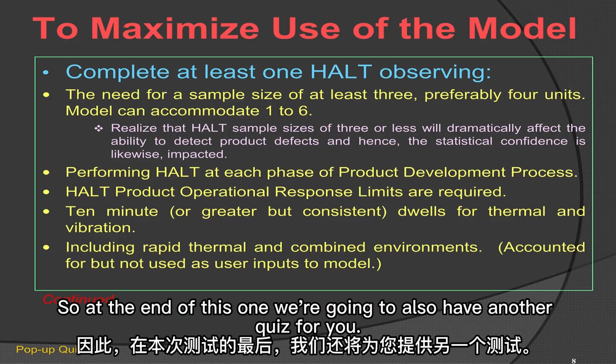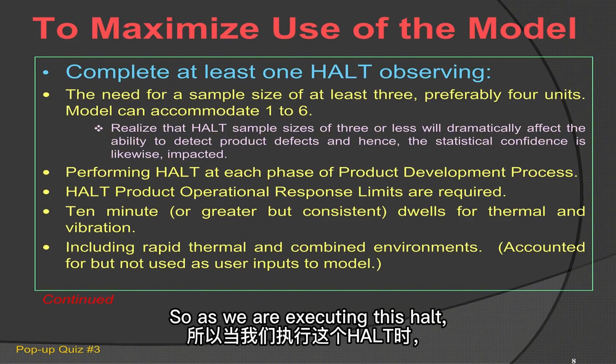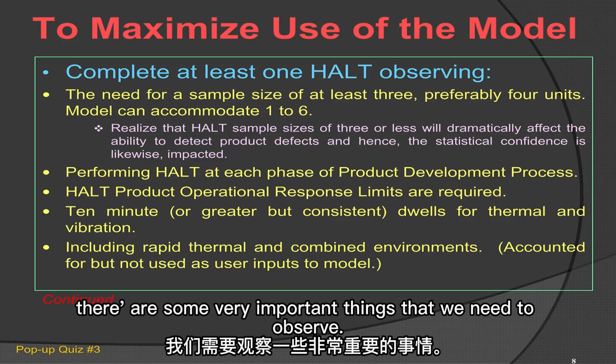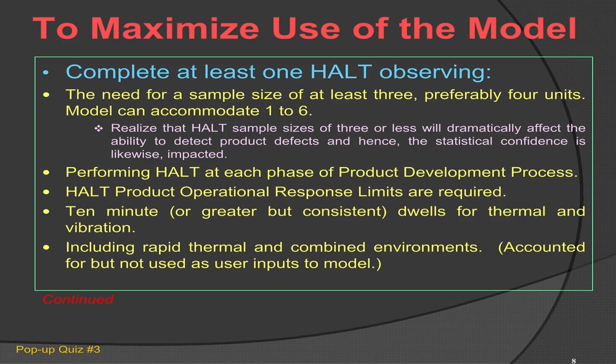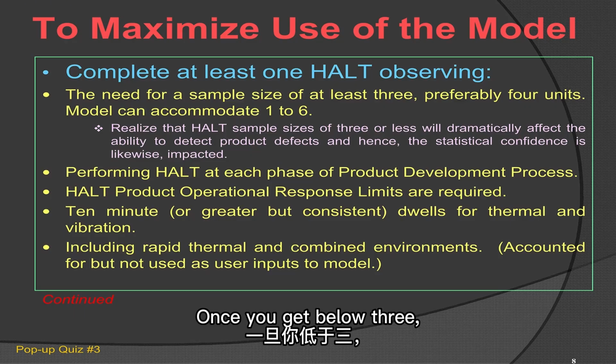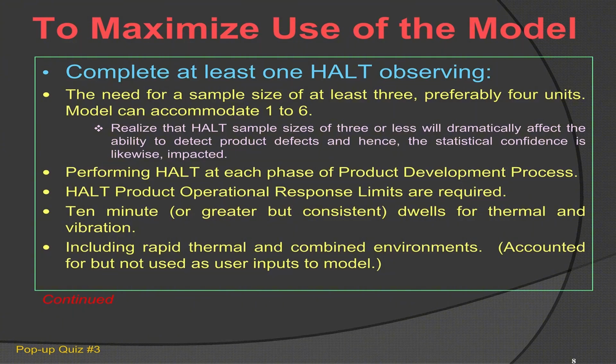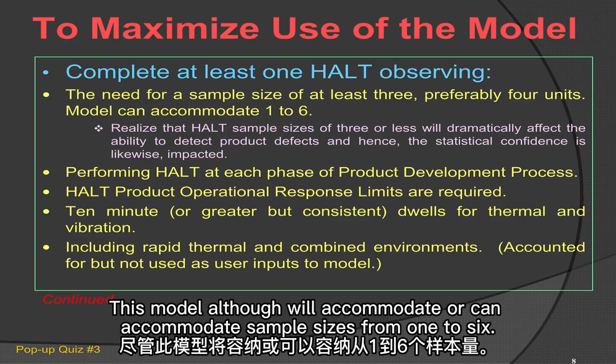So at the end of this one, we're going to also have another quiz for you. As we are executing this HALT, there are some very important things that we need to observe. As we just pointed out, the sample size needs to be at least 3 units. Once you get below 3, the statistical confidence and probability of fault detection is affected dramatically. This model can accommodate sample sizes from 1 to 6.